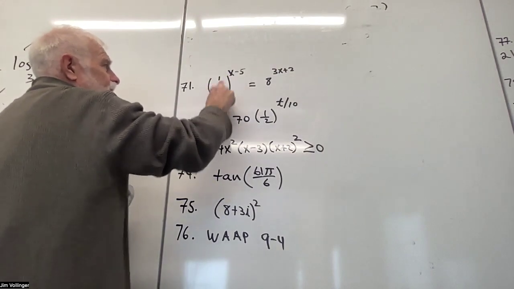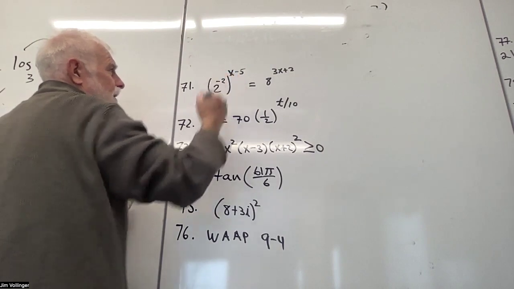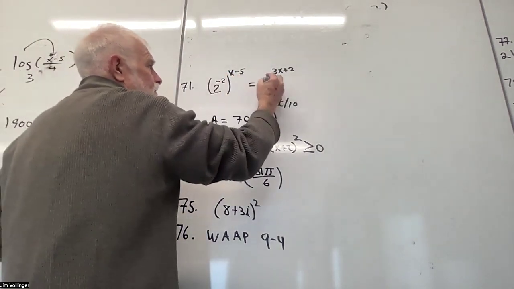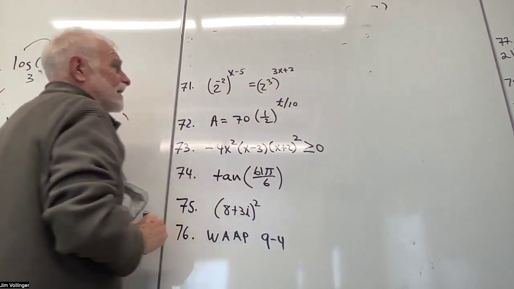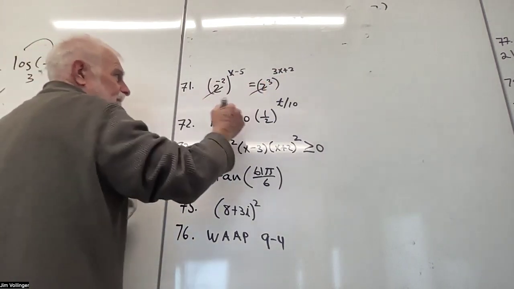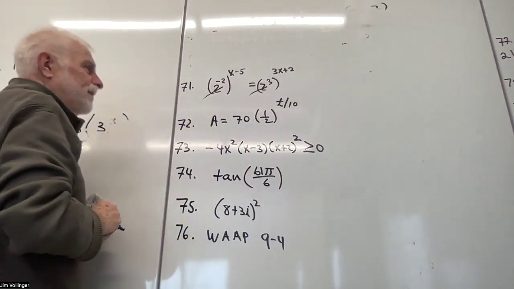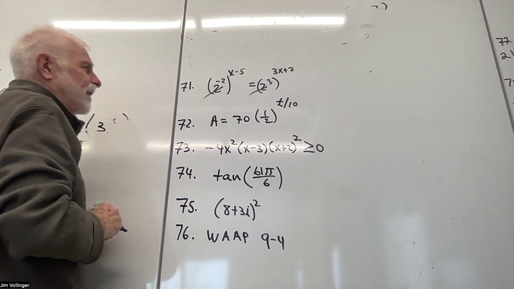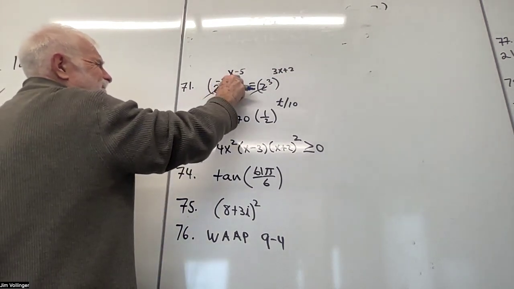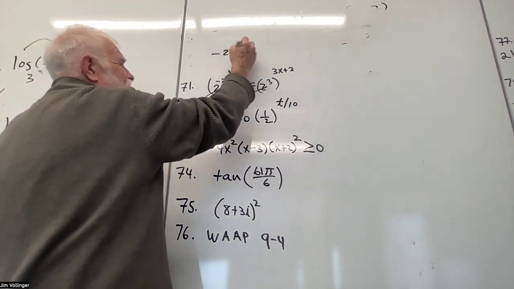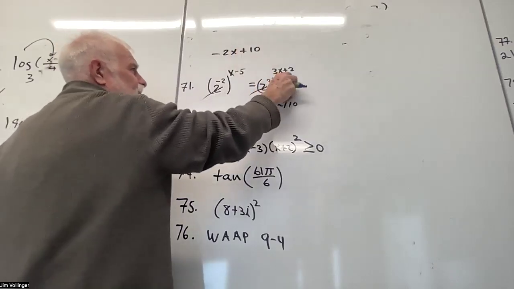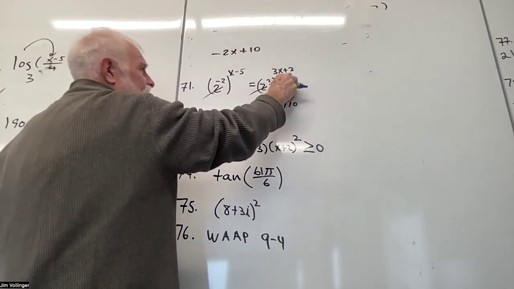1/4 is 2 to the -2. 8 is 2 to the 3. Rules of exponents, because the bases are the same, the exponent has to be the same. -2 times x minus 5 is -2x plus 10. 3 times 3, I'm trying to be careful, 9x plus 6.